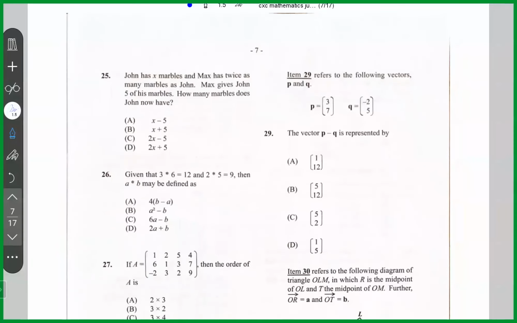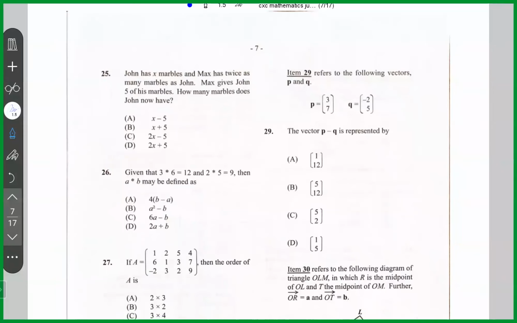Question number 25, it says John has x marbles and Max has twice as many marbles as John. Max gives John 5 of his marbles. So we have John, we have Max. This guy has x. This guy has twice as many, 2x. Max gives away 5 of his. John now got the 5. How many marbles does John now have? Well, John received 5 more. He started out with x, so now he has x plus 5.